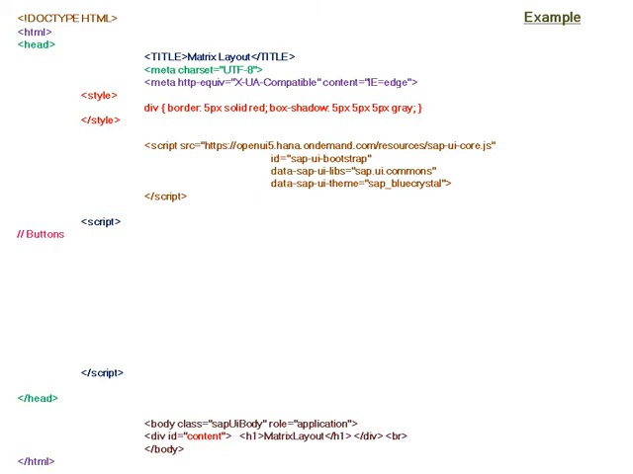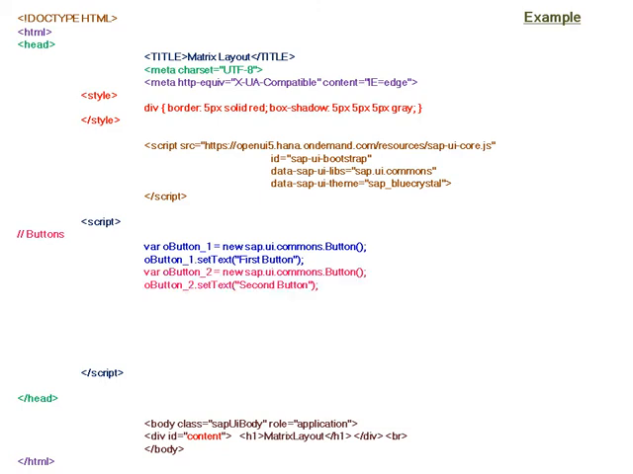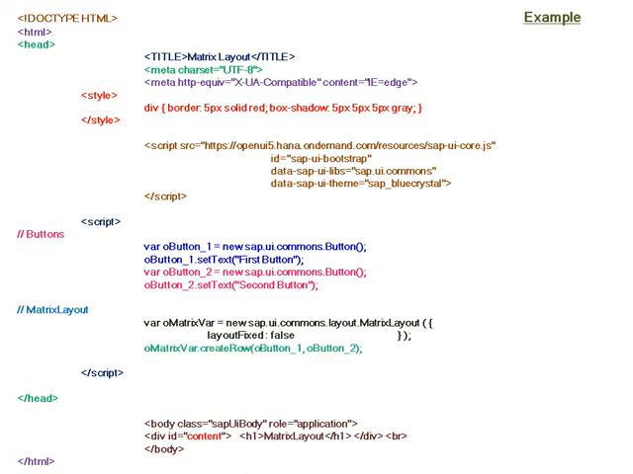And determining the UI elements, we create a new button, that is the first button, second button, and the constructor for new matrix layout. And in the matrix layout we are creating a row with button 1 and button 2, and we are placing this matrix layout in the content, that is the user interface area.